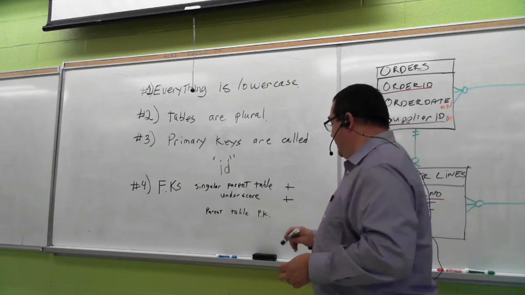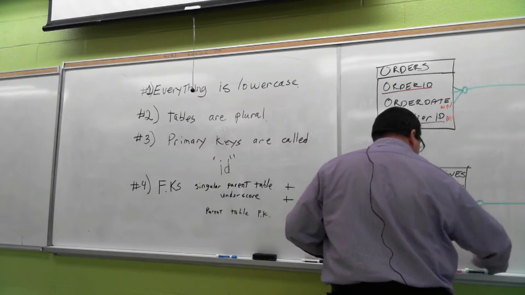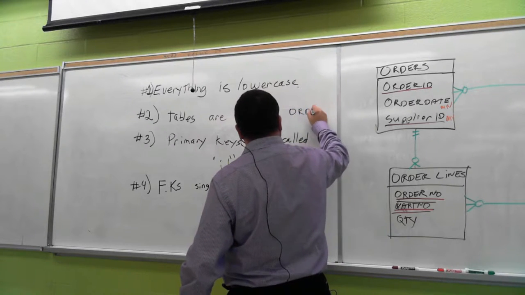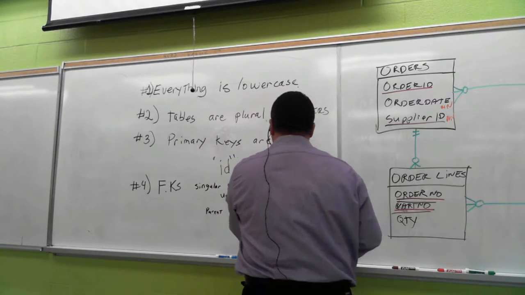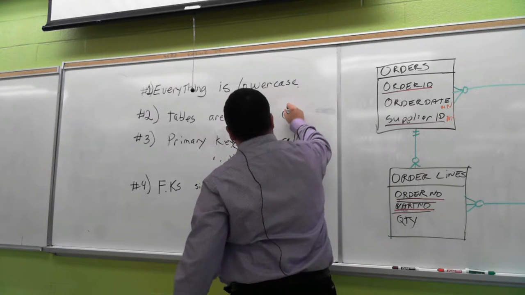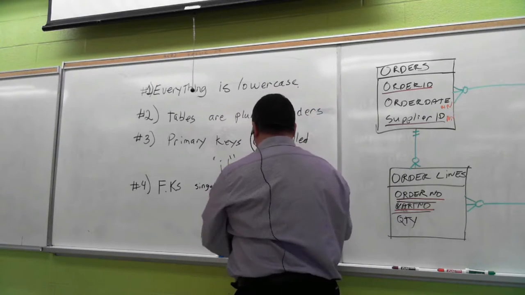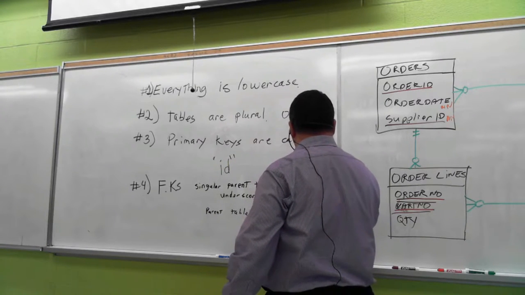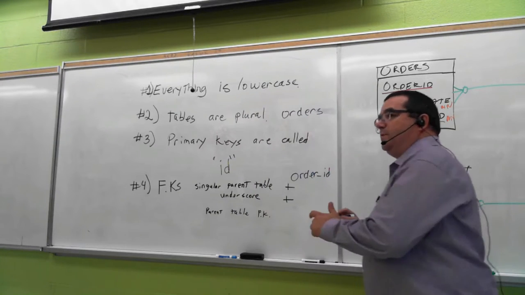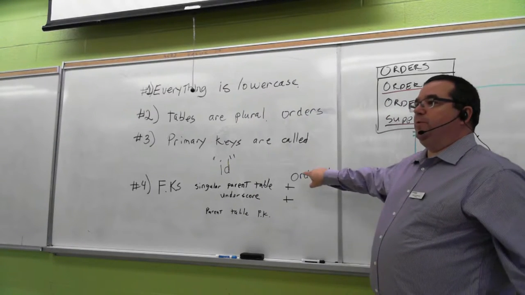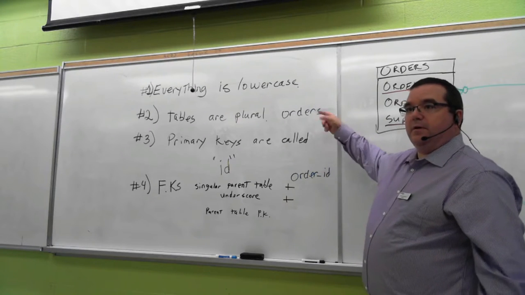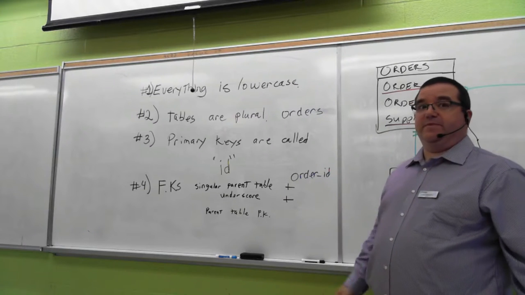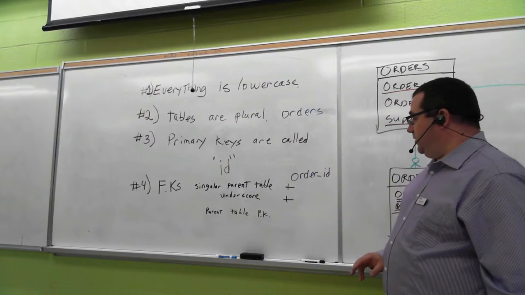Now, let me give you an example. If a table is orders, that should be lowercase, the foreign key would be order_ID. Why? It is the ID of an order. Where do you find the order? In the orders table. The concept's fairly straightforward. That's what the foreign keys are called.